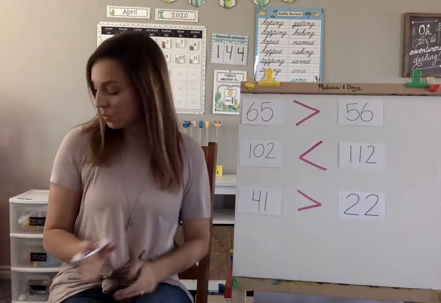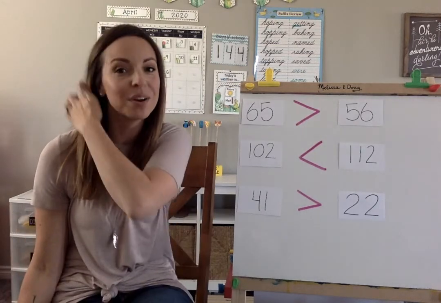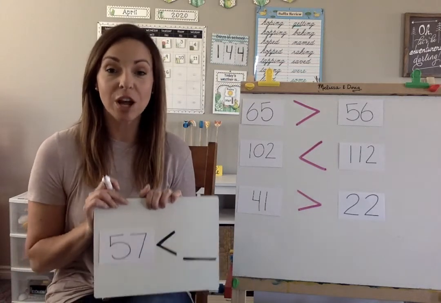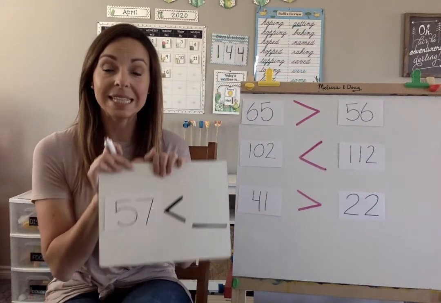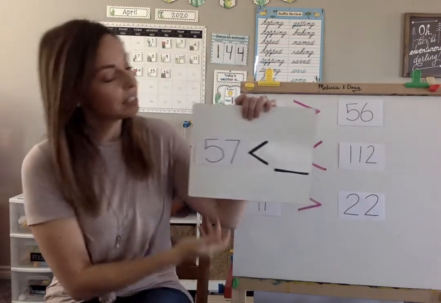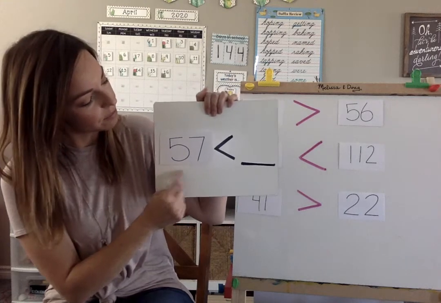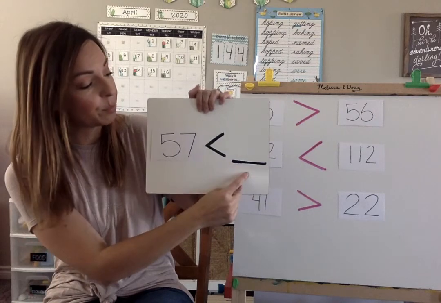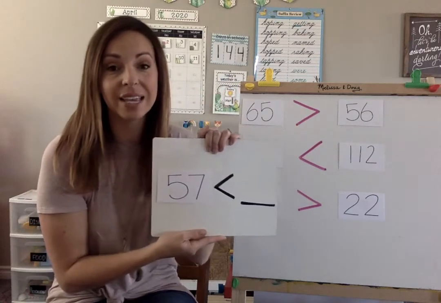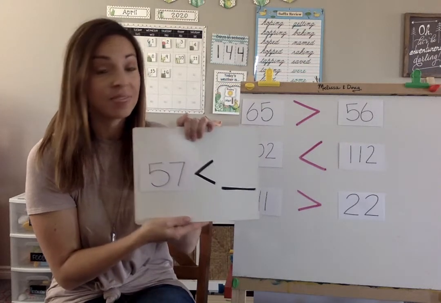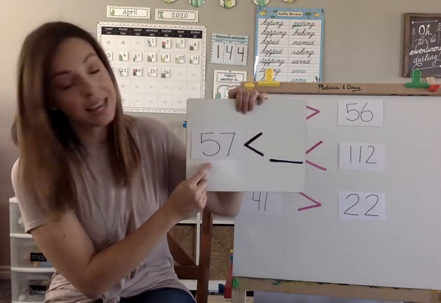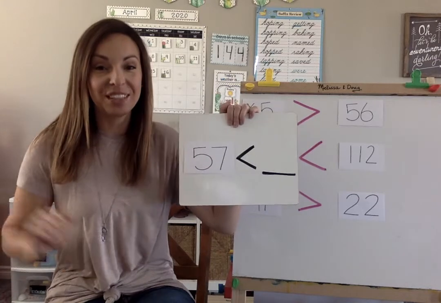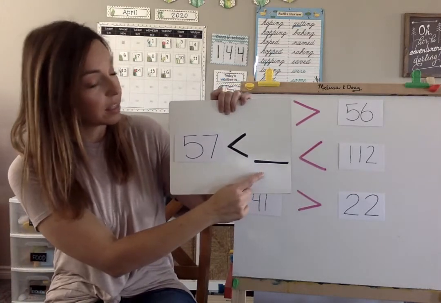All right, so now for this next one, I do want you to have your whiteboard and your dry erase marker ready. I'm going to show you a number, and your job is going to be to write a number that makes this true. So let's take a look at what I have for you. 57 is less than blank. So what you need to write is a number that makes that true. That means you can write any number that is bigger than 57.